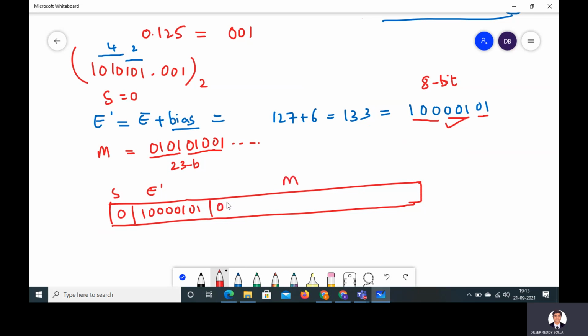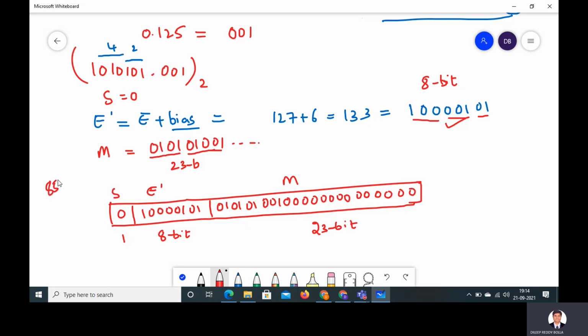So we got 01 01 01 001. If we count the number of bits here, 1 2 3 4 5 6 7 8 9. The remaining values will be zeros: 10 11 12 13 14 15 16 17 18 19 20 21 22 23, because it is 23 bits, so the remaining values are zeros. It is 8 bits, and 1 bit for sign. So this way we can represent the single precision value for the complete 85.125.